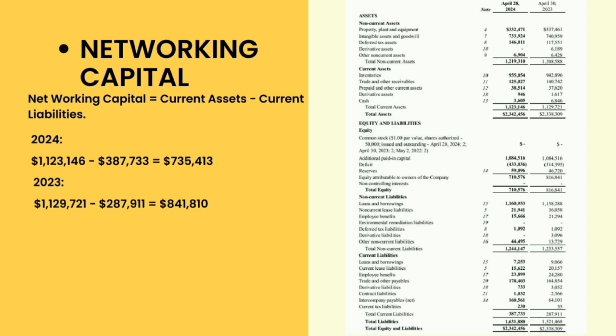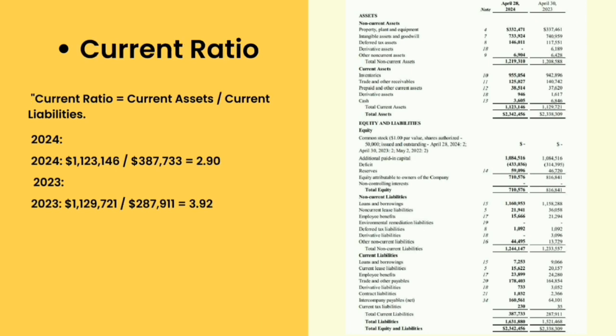In 2024, the current assets are 1,123,146 pesos minus the current liabilities, which are 387,733 pesos, equals 735,413 pesos. In the previous year, the current assets are 1,129,721 pesos minus 287,911 pesos and equals 841,810 pesos.